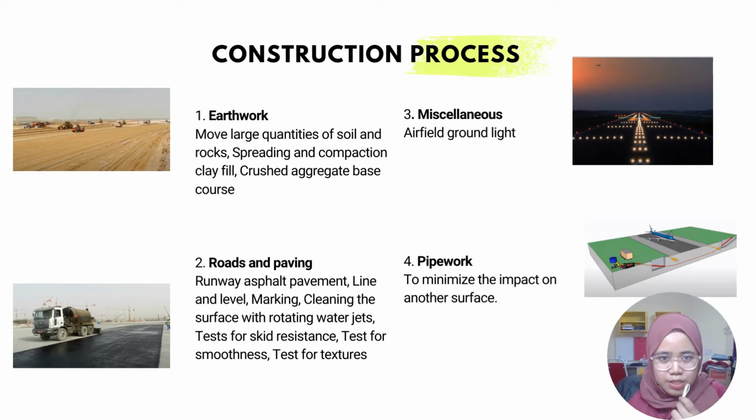Next is the construction process. First is the earthwork. Move large quantities of soil and rock, spreading and compaction of clay fill, crush aggregate base course. Second is the road and paving. Runway asphalt pavement, line and level, marking, cleaning the surface with rotating water jet, test for skid resistance, test for smoothness, and test for texture. Third is the miscellaneous, which is airfield ground light, and lastly is pipe work to minimize the impact on the surface.